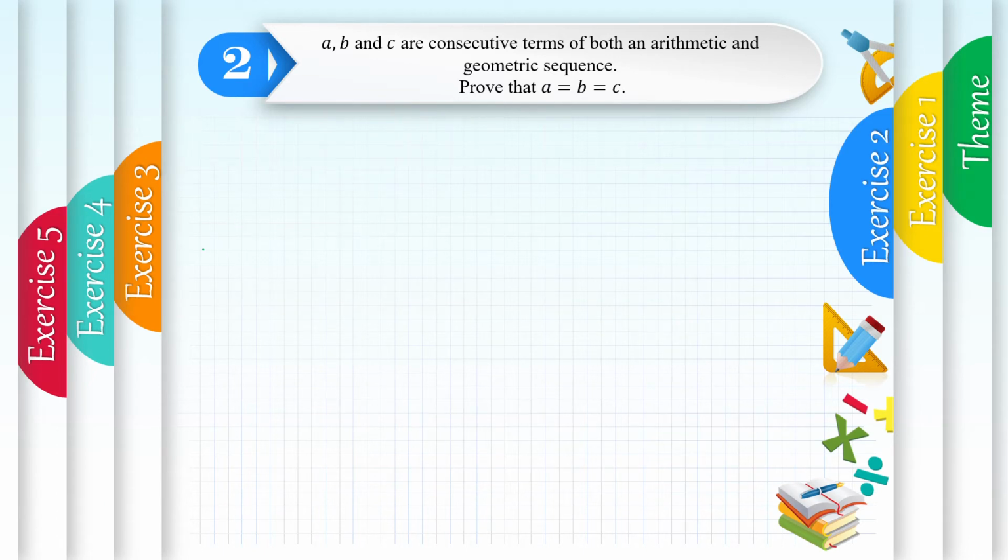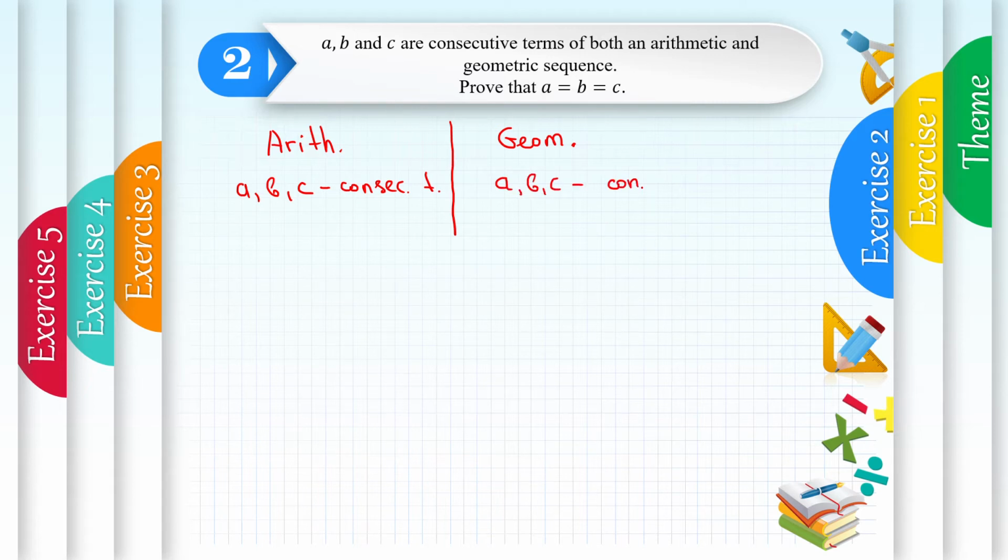So what do we have? We have two sequences. We have an arithmetic sequence and we have a geometric sequence. So we have that for the arithmetic sequence, a, b, and c are consecutive terms, and for the geometric sequence, the same a, b, and c are also consecutive terms.